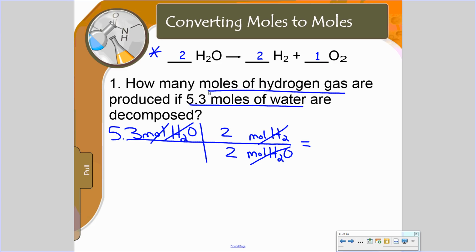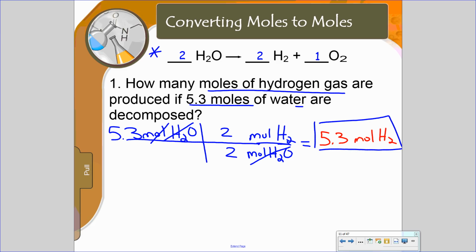And then when we multiply 5.3 times 2 and then divide that by 2, we get 5.3 moles of hydrogen. I'm going to fix this, I didn't scratch that off. Alright, notice that I wrote the substance and the unit, substance unit, substance unit. And so we have 5.3 moles of hydrogen.